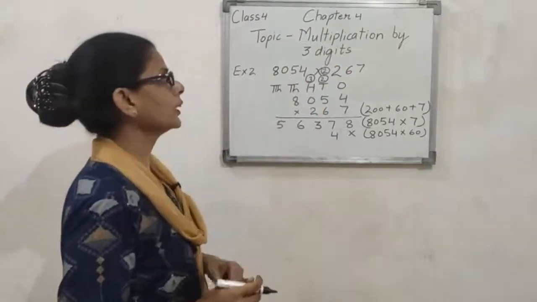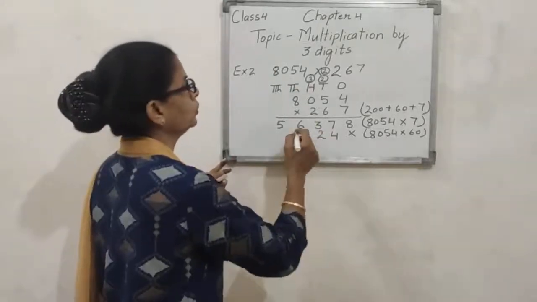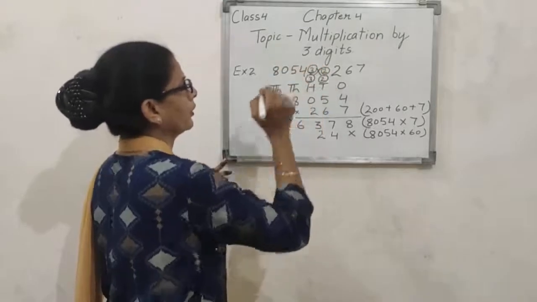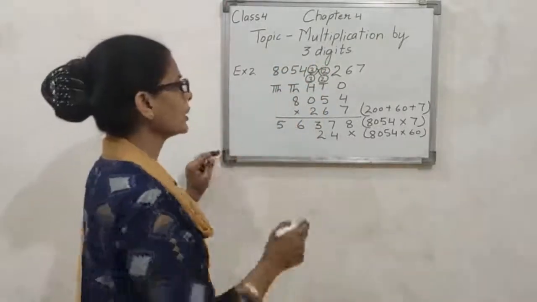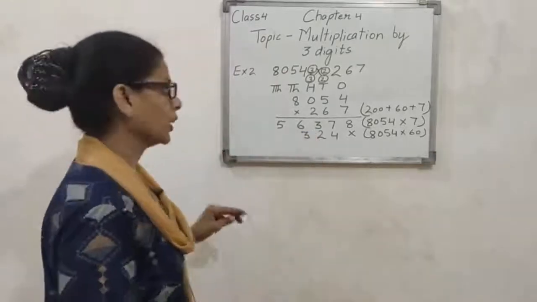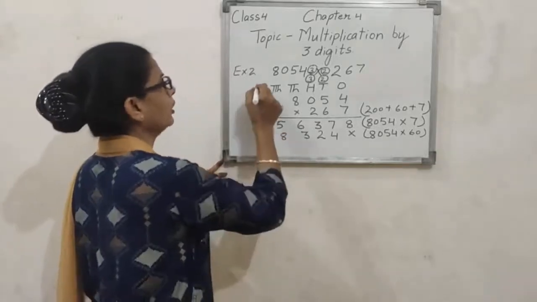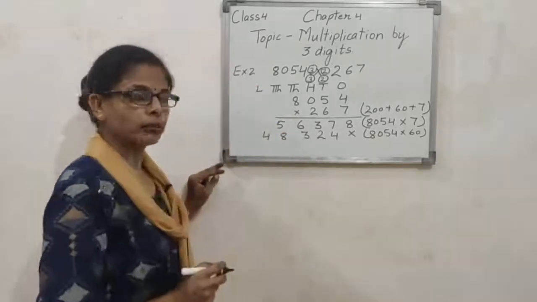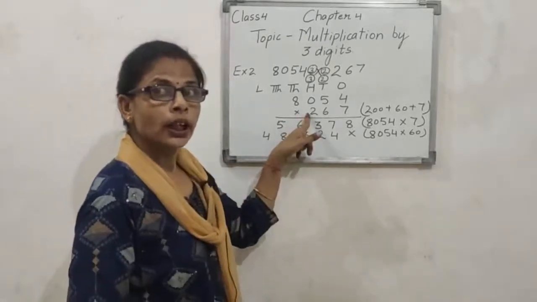6 5s are 30. 30 plus 2, 32. 2 will be written and 3 will be carried on the 100 place. 6 zeros are 0. 0 plus 3 is 3 only. 6 8s are 48. 8 will be written on 10,000 place and 4 will be written on lakh place. Add lakh place.